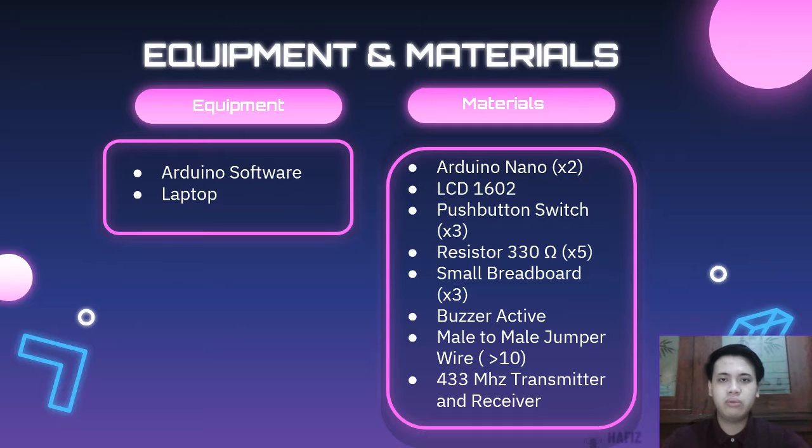So here is the equipment and the material that we use in our project. For the equipment, we use Arduino software and also a laptop. For the material, we use 2 Arduino Nano, 1 LCD 1602, 3 push button switches, 5 resistors of 330 ohm, 3 small breadboards, 1 active buzzer, and also more than 10 male-to-male jumper wires. And the last one is a 433 MHz transmitter and receiver.